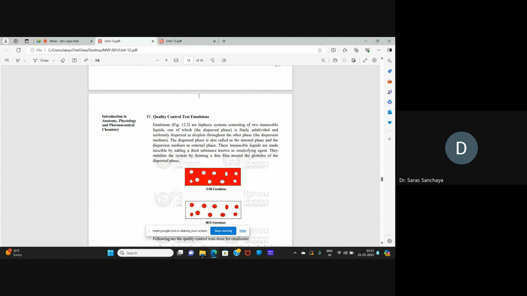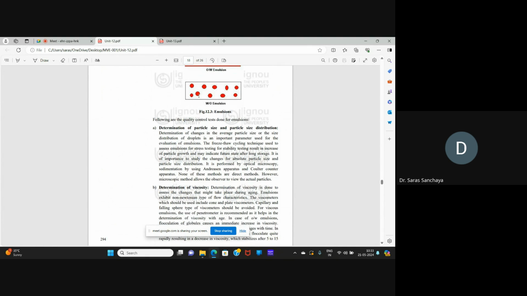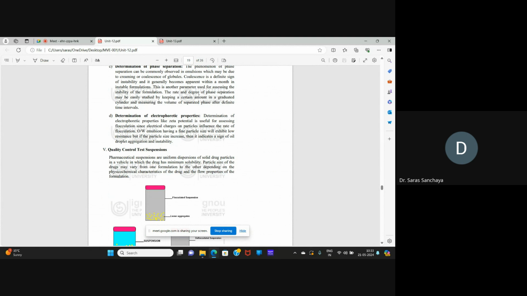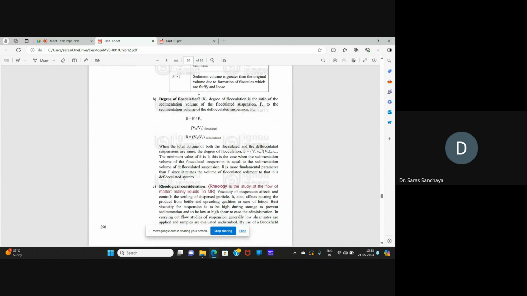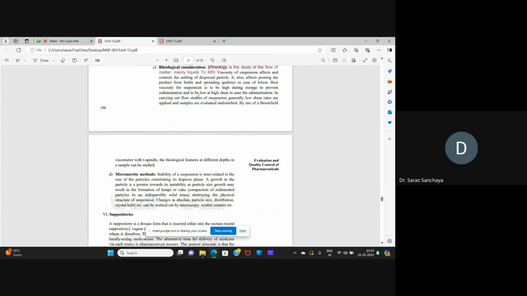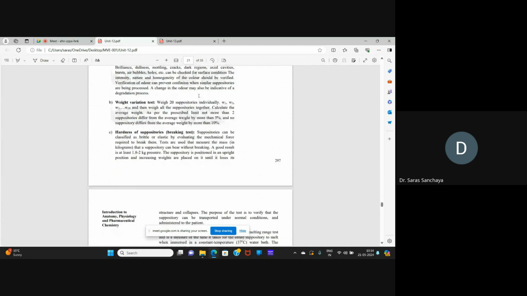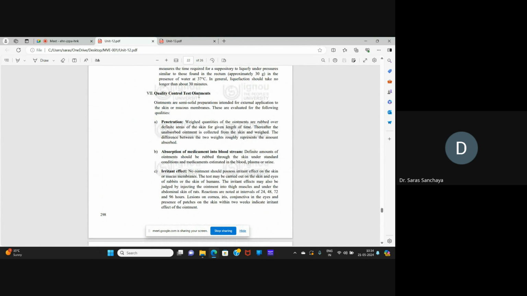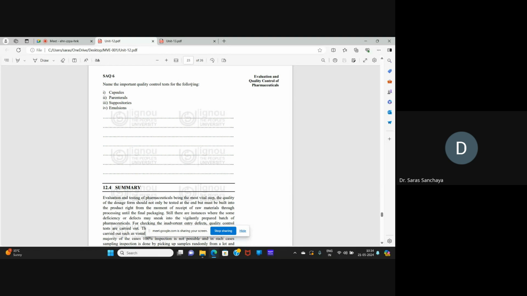We have to test whether it is dispersed phase or dispersion medium, determination of particle size and particle size distribution, determination of viscosity, determination of phase separation, determination of electrophoretic properties, and quality control tests of suspensions like sedimentation volume, degree of flocculation, rheological consideration. Rheology is the study of flow of matter, mainly liquids, micrometric methods, then suppositories by visual examination, weight variation test, hardness of suppositories, that is the breaking test, melting range test, liquefaction time, quality control tests of ointments like penetration, absorption of medicament into bloodstream, irritant effect. So these are some of the tests done under the Indian Pharmacopoeia.